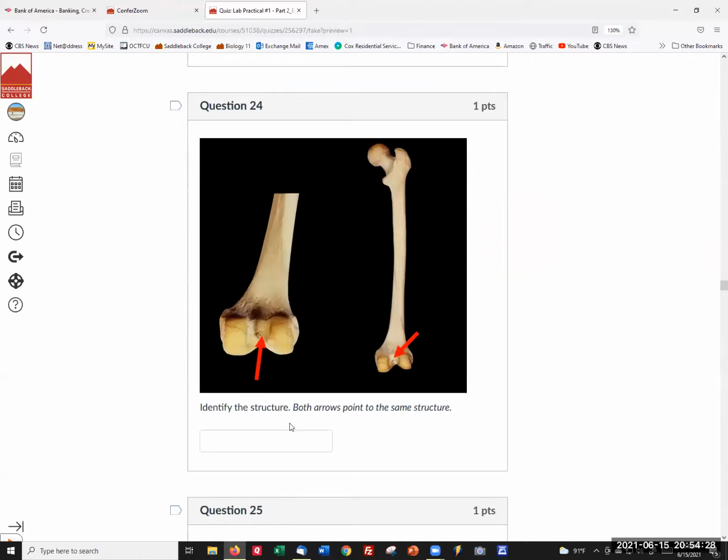This number 24, now it wants the notch. I told you what it was twice. It's on the distal end, posterior side of the femur. Name the notch. Intercondylar fossa. That's it.